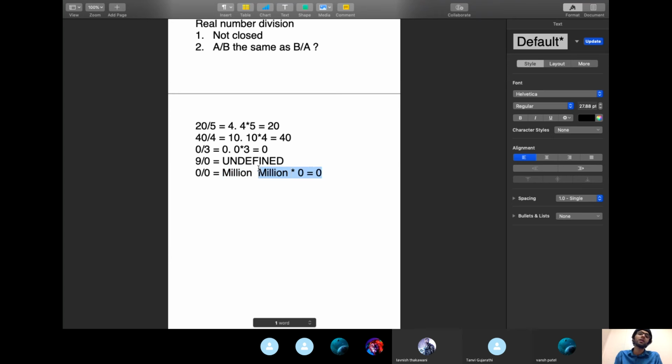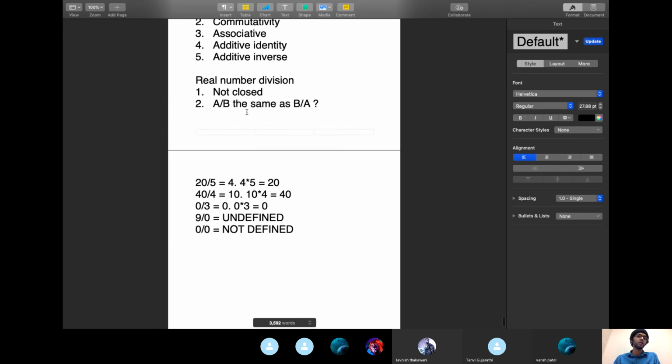So this is just undefined. 0 divided by 0 is not defined. And in the other situation, we cannot even give examples because you cannot multiply something by 0 and get 9. So that is the concept about division by 0. That is why real numbers are not closed under division.